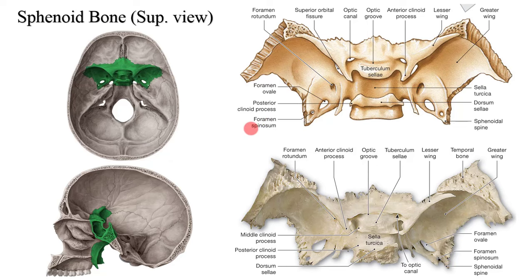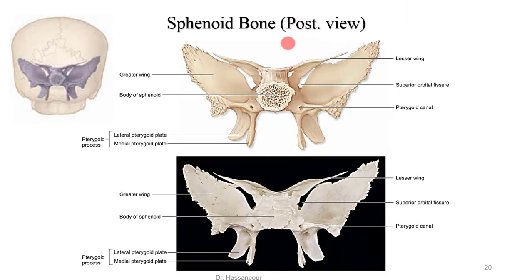Now, looking at the posterior view of the sphenoid bone, you can see here the pterygoid processes of the sphenoid. The pterygoid processes are vertical projections that begin at the boundary between the greater and lesser wings. Each pterygoid process forms a pair of medial and lateral pterygoid plates, which provide the attachment surfaces for some muscles that move the lower jaw and soft palate.